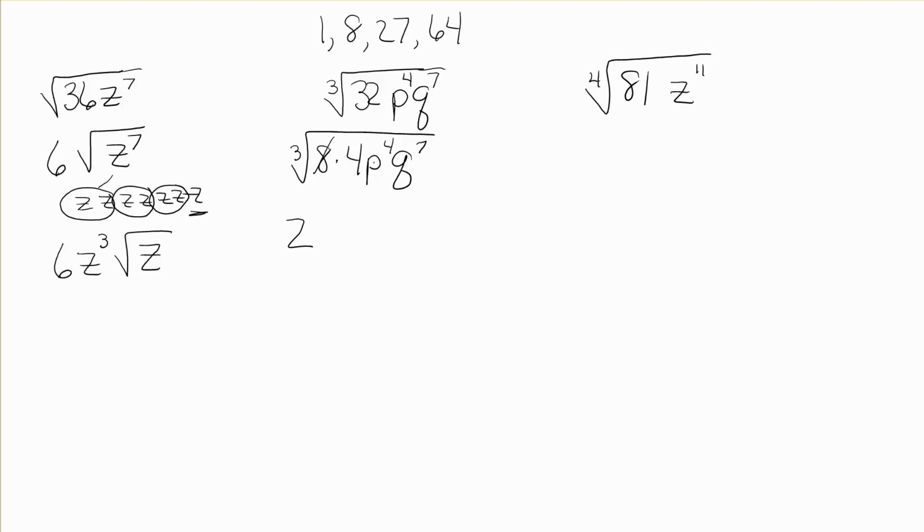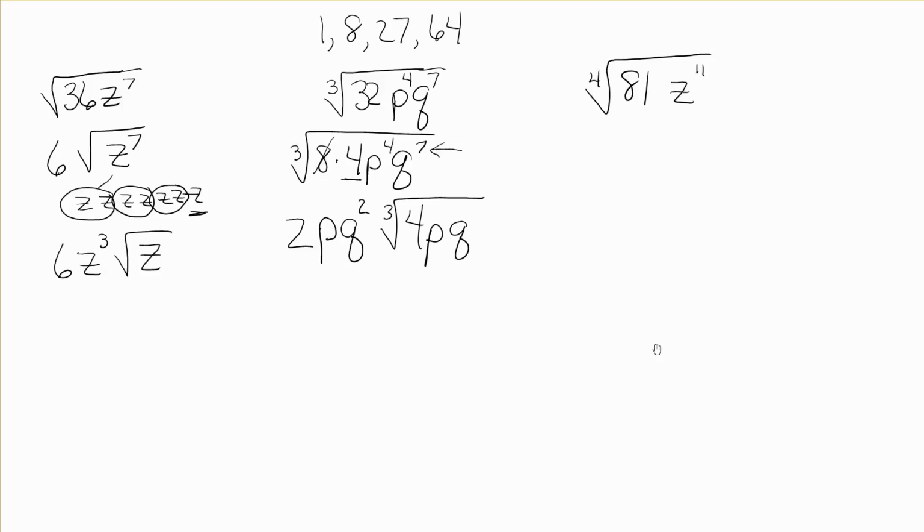How many perfect groups of 3 do I have out of 4 p's? I have 1 group of 3, so I'll bring out 1 of those p's. And how many groups of 3 do I have in 7 q's? I have 2 groups of 3, so I have q squared. And now what is left over under that radical? Well, my 4 is left over. And out of my p's, I took out a group of 3, so I have 1 p left. Out of my q's, I took out 2 groups of 3, which is 6, so I have 1 q left.